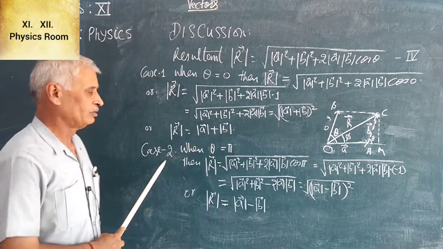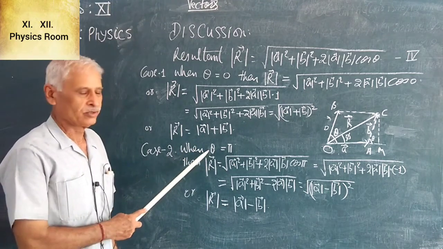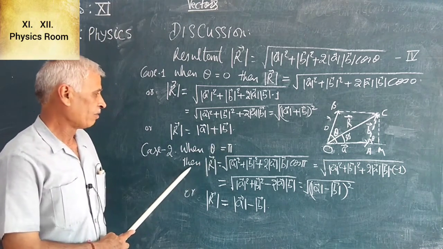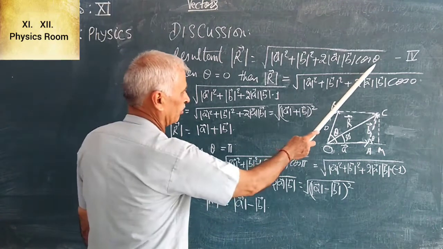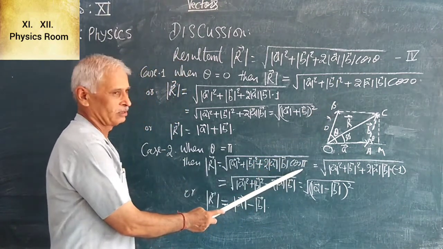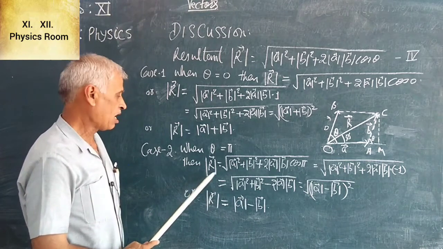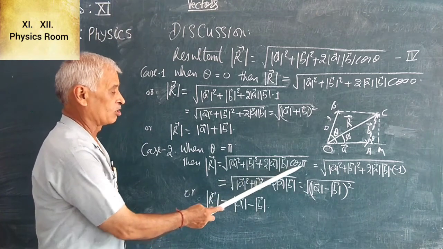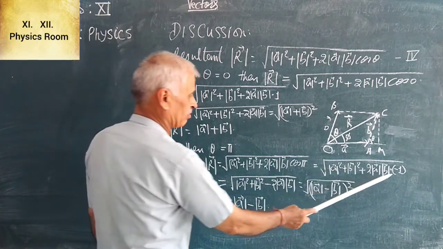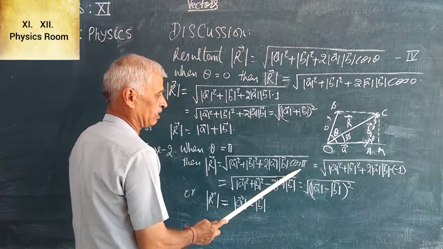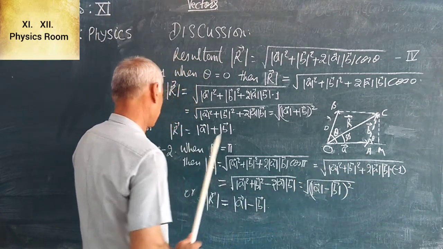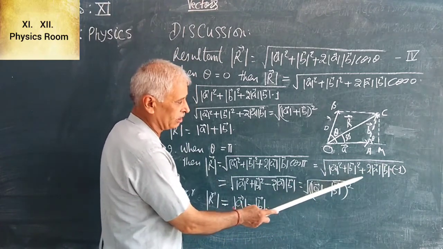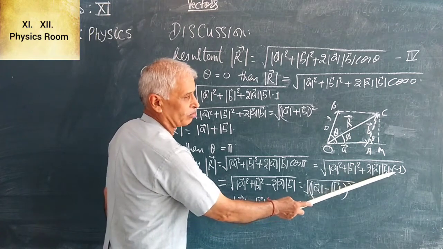Now case 2, when theta is equal to pi. In that case, we put the value of theta equal to pi. So resultant R is equal to under root of A square plus B square plus 2AB cos pi, and value of cos pi is minus 1. So we put cos pi equal to minus 1. Then resultant R will be equal to under root of mod A square plus mod B square plus 2 mod A mod B into minus 1.